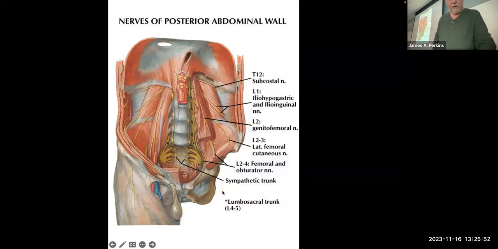Oh, I forgot I put this label in here, something called the lumbosacral trunk, which is the ventral rami of L4 and 5. I don't know that you're going to see that today, but that's another one that we'll definitely see when we study the pelvic cavity after this next exam.